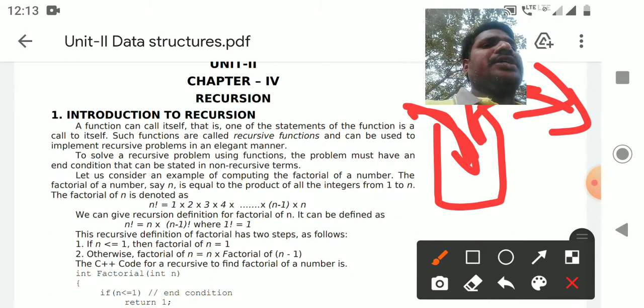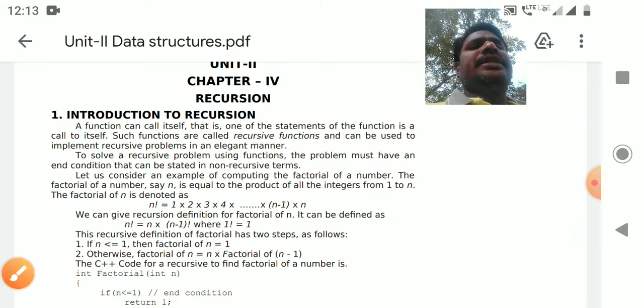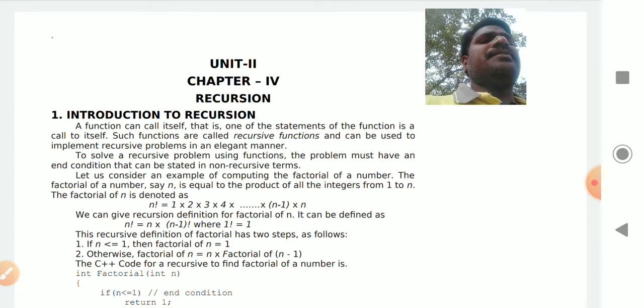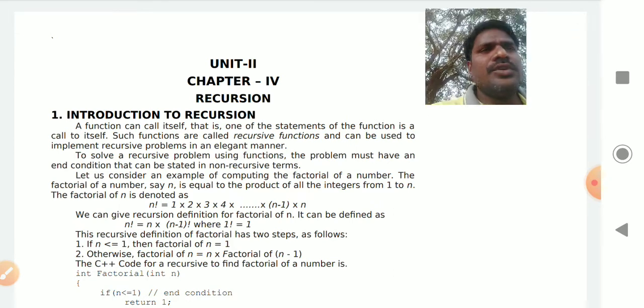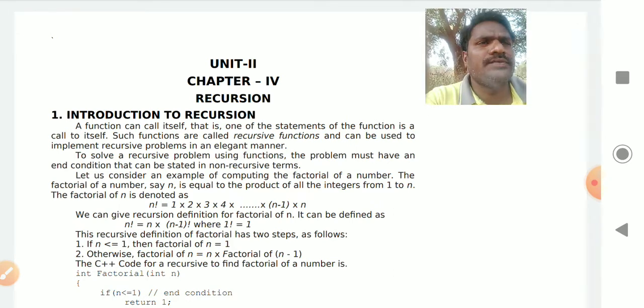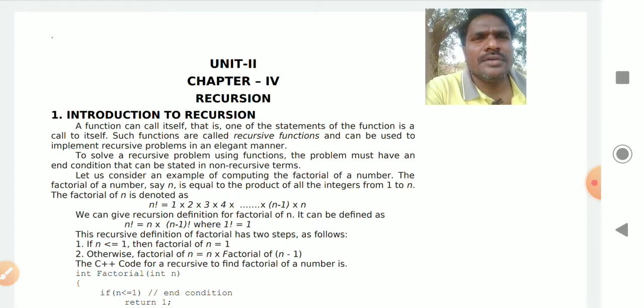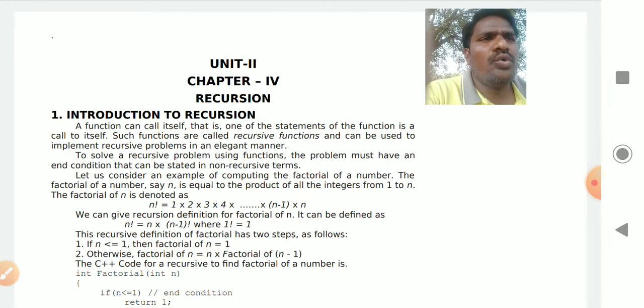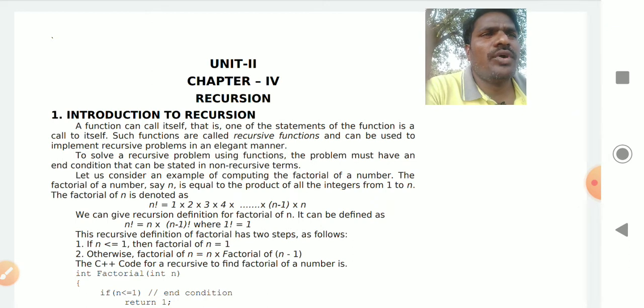Now we are moving into the second unit. The second unit has three chapters: one is recursion, one is the queue, and one is the linked list. So now the first chapter, recursion. We will mainly discuss three things: one is what is recursion, another is how the stack is used in recursion, and the third is what are the various types of recursion.